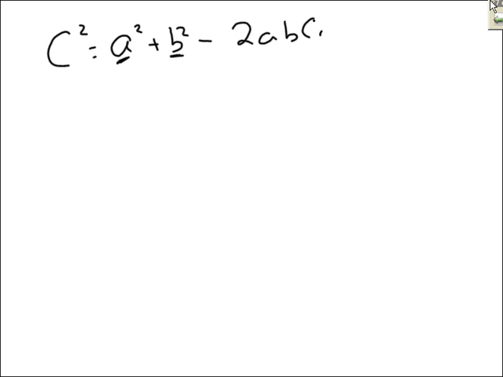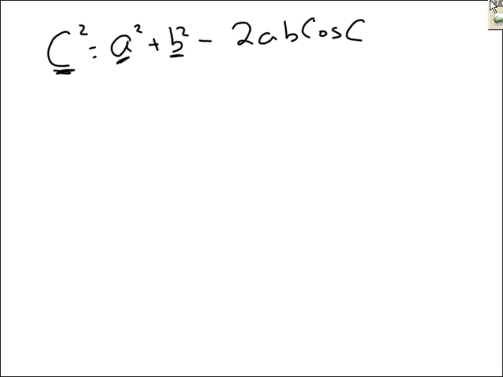Okay, there are two others. Let's list them down, and we'll have the law of cosine formulas in front of us. So we have that c squared is equal to a squared plus b squared minus 2 times this times that times the cosine of that letter.